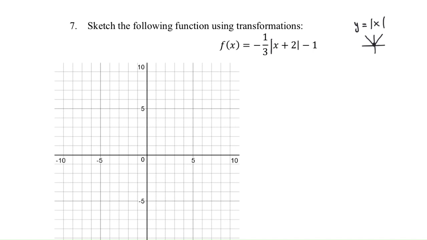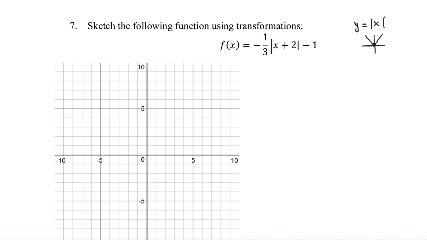So what we need to consider is what's different from this function to this function. Well, this is moved to the left 2 units, down 1 unit. It's got a vertical reflection, and it's been vertically compressed by a factor of 3. So there's a few changes.